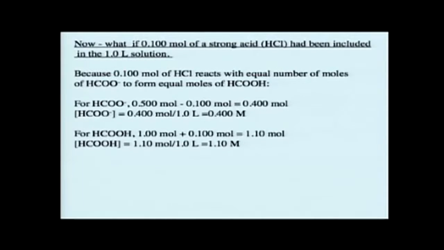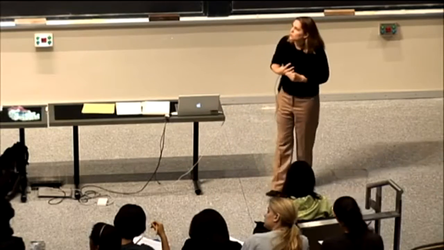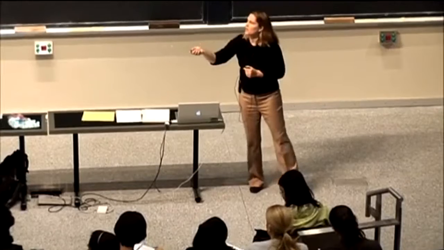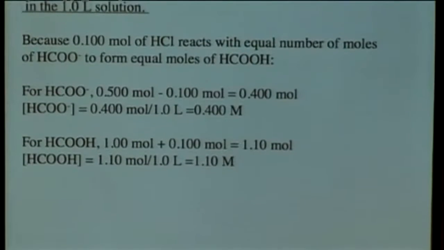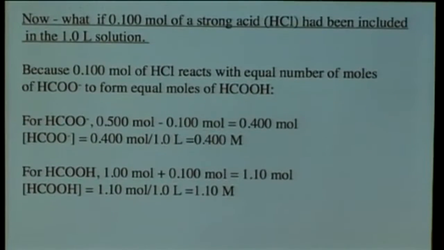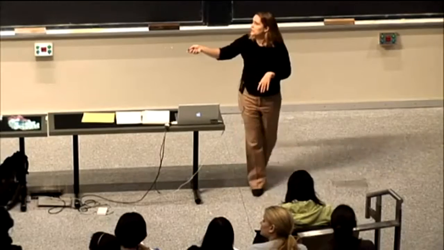So if we added 0.1 moles of that strong acid, it will react with an equal number of moles of the conjugate base to form the conjugate acid. So we can just do subtractions here. We don't have to worry about setting up any kind of equilibrium. We assume it goes completely.